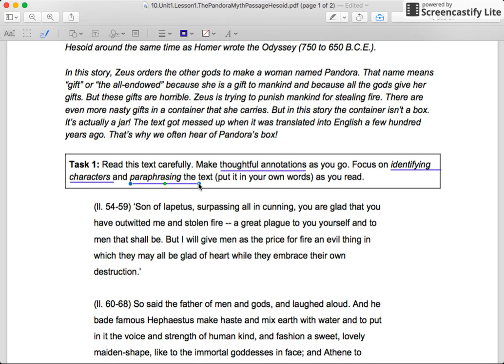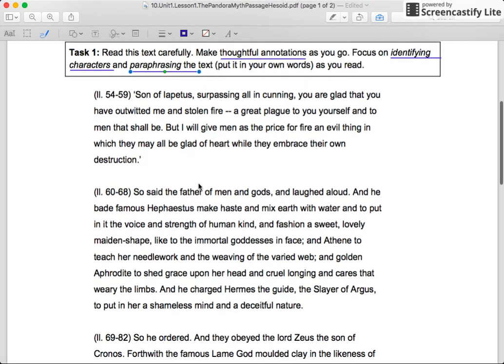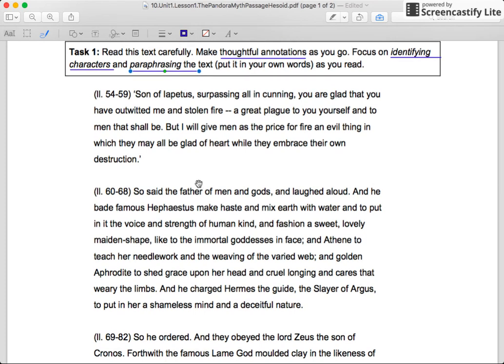I decided to give you this text, the original, obviously it's translated, but the original rather than kind of a watered down version, because I want you to read challenging texts, and I know from the Odyssey that you guys are capable of figuring this out. So as I read, I'm going to make my thoughtful annotations, I'm going to identify my characters, and I'm going to paraphrase to the best of my ability. So first, lines 54 through 59.